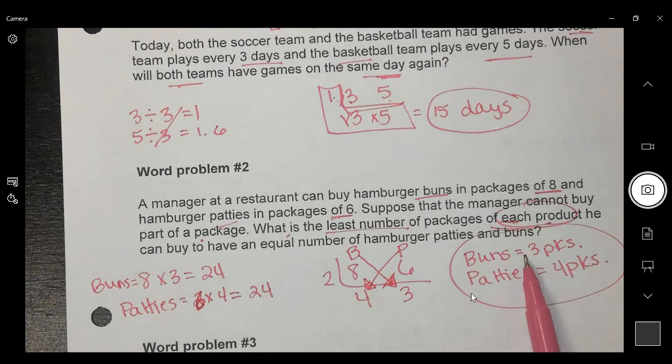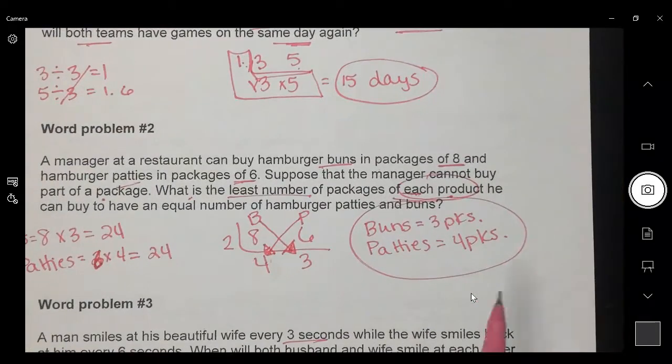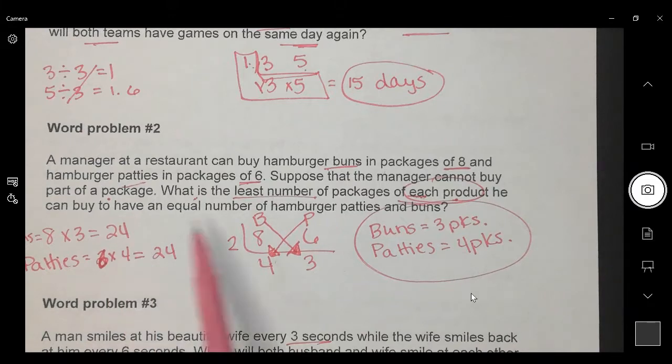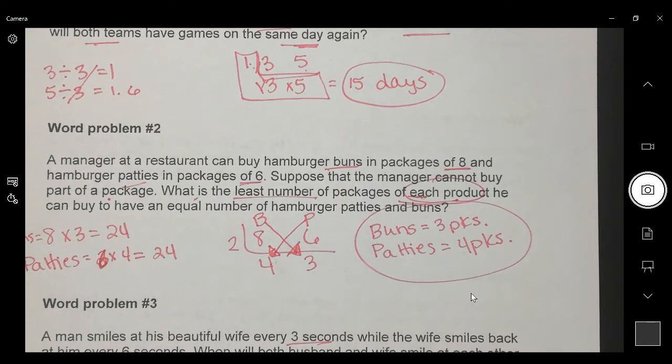So if I buy 3 packs of buns and 4 packs of patties, I'm going to end up with 24 buns and 24 patties, which means I'm not going to have any leftovers, which is an equal number of buns and patties, which is exactly what the word problem asks for. So it's not asking for how many, it's asking for how many packs. So this is going to be our answer.